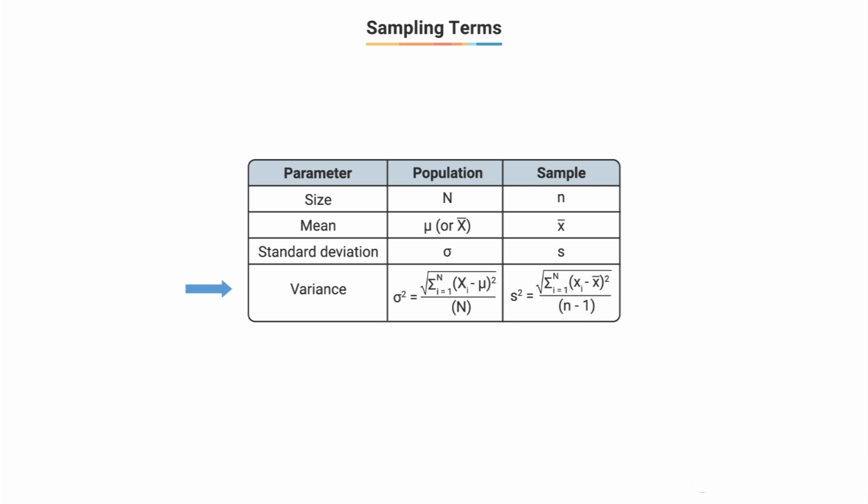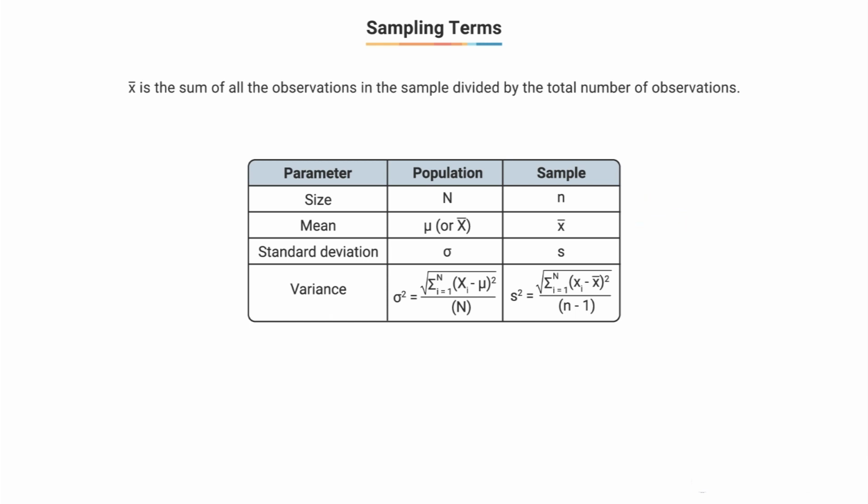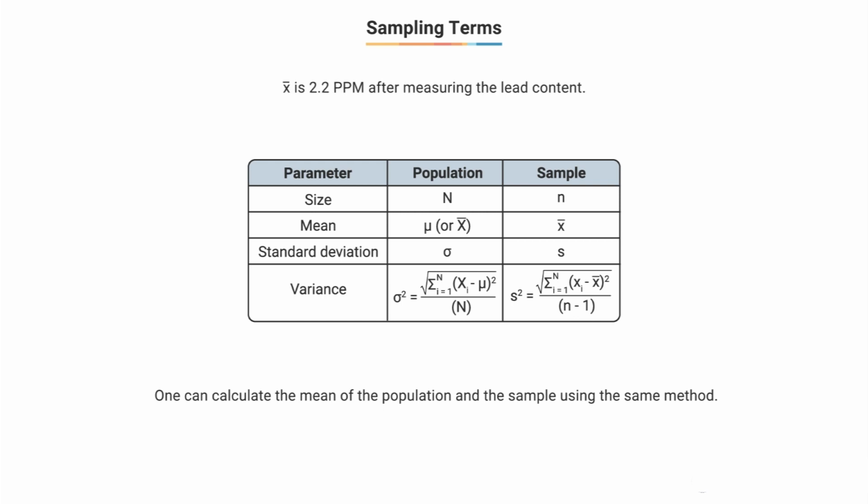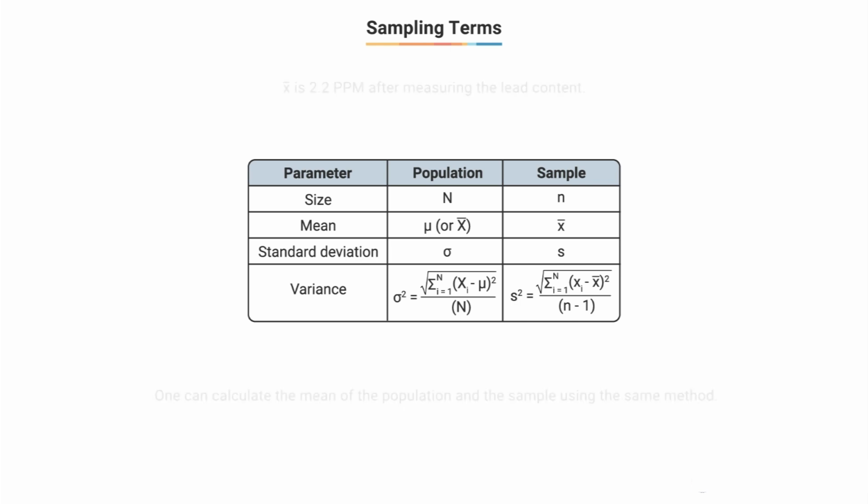The formula of the sample has a small twist here. The sample size is denoted by lowercase n and the mean by x bar, which is nothing but the sum of all the observations in the sample divided by the total number of observations, which is the standard way of computing the mean. So there's nothing different about calculating the mean for the sample. This x bar, after measuring the lead content, was found to be 2.2 ppm, parts per million. But now, if you come to the sample variance s squared, you can see in the denominator you have n minus 1 instead of n.